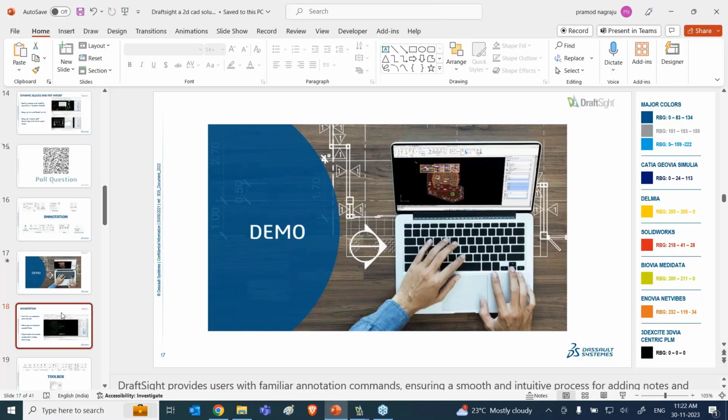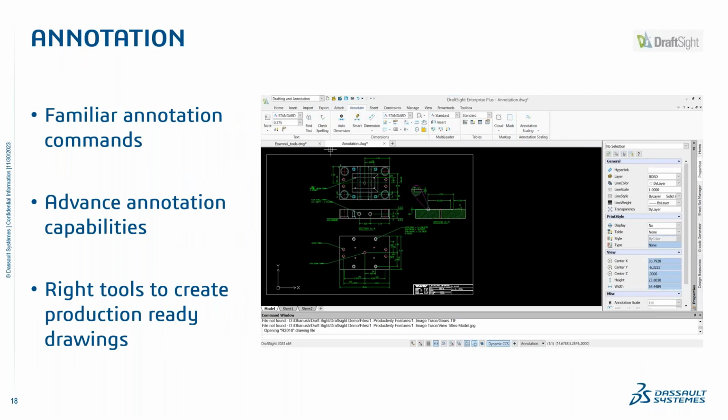So next we shall go back to the PPT and see what we summarized. Familiar annotation commands with respect to any other CAD tool. And also the addition over here is the smart dimension, which is going to help you in giving dimension annotations of multiple types with a single command activated. So advanced annotation capabilities with the auto dimension option. So right tools to create production ready drawings.